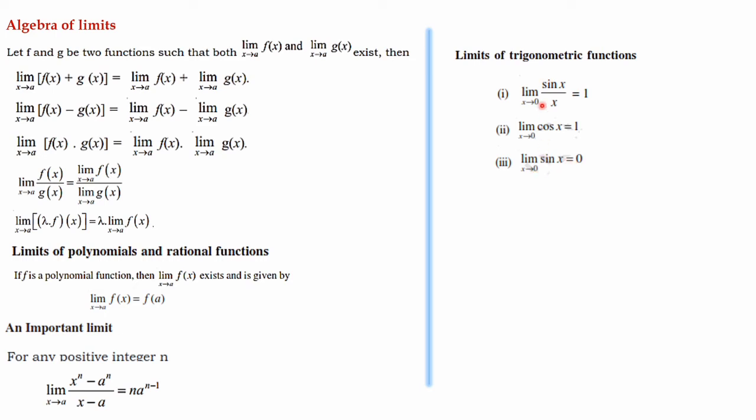These three important results we have to learn by heart. Limit x tends to 0, sin x by x is equal to 1. Limit x tends to 0, only sin x, is equal to 0. Limit x tends to 0, cos x is equal to 1. These three are the important limits of trigonometric functions.